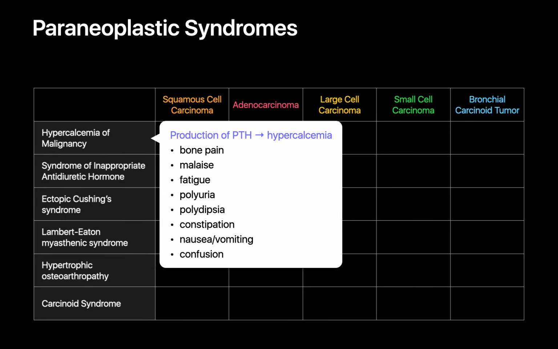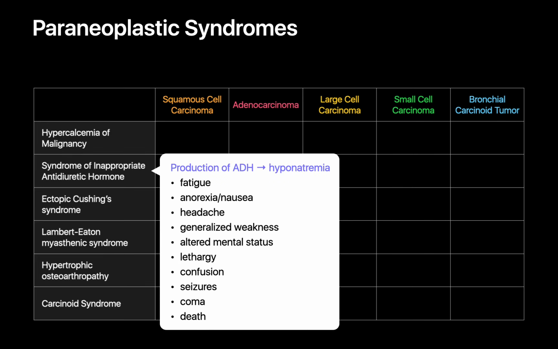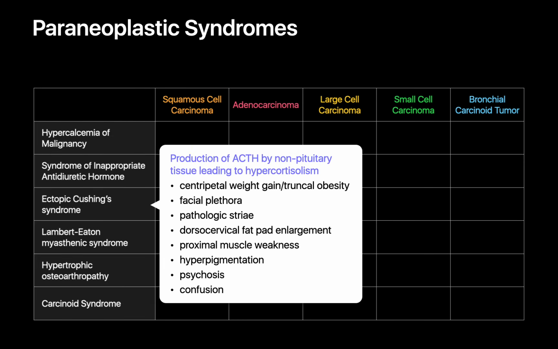Hypercalcemia of malignancy, caused by abnormal production of parathyroid hormone by a primary lung cancer, which can result in symptoms such as bone pain, polyuria, and polydipsia. Syndrome of inappropriate ADH secretion, caused by abnormal production of antidiuretic hormone by a primary lung cancer, which can result in symptoms like altered mental status or confusion. Ectopic Cushing syndrome, caused by abnormal production of ACTH by a primary lung cancer, which can result in a panoply of symptoms caused by high levels of cortisol in the body.